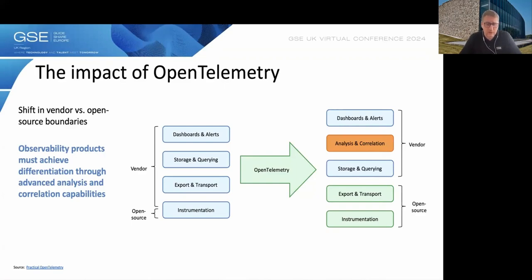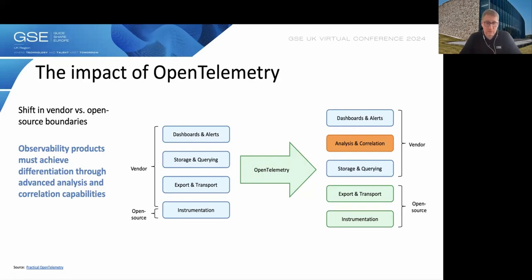So the combination of the collector together with the OpenTelemetry protocol is actually providing the standardization in terms of export and transport. And what that implies for the observability vendors is essentially they now need to put more focus on analysis and correlations within their products, because this really becomes the differentiating factor. Instrumentation is no longer a differentiating factor in this space as it becomes an open standard.